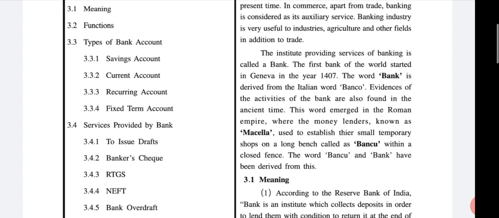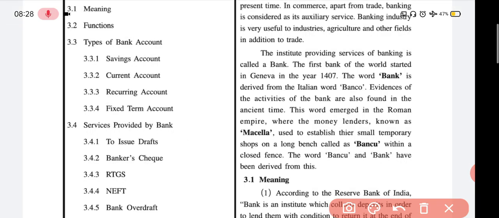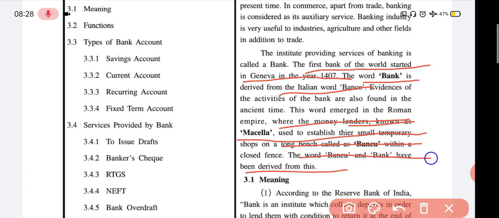Okay. Please underline: the word bank started in Geneva in year 1407. The word bank is derived from the Italian word banco, then used to establish small temporary shops called banku. Okay, please underline. Complete? Good.